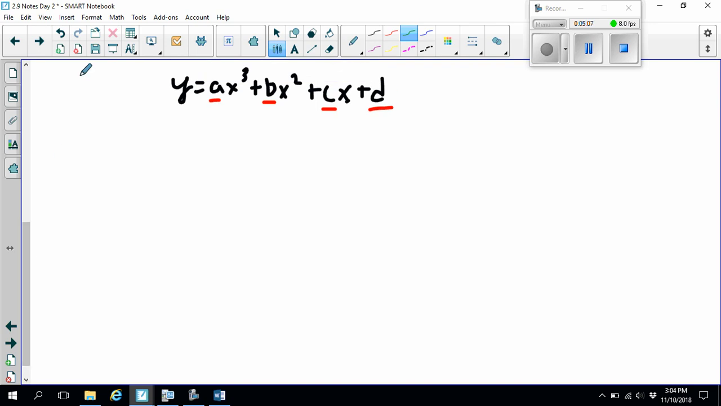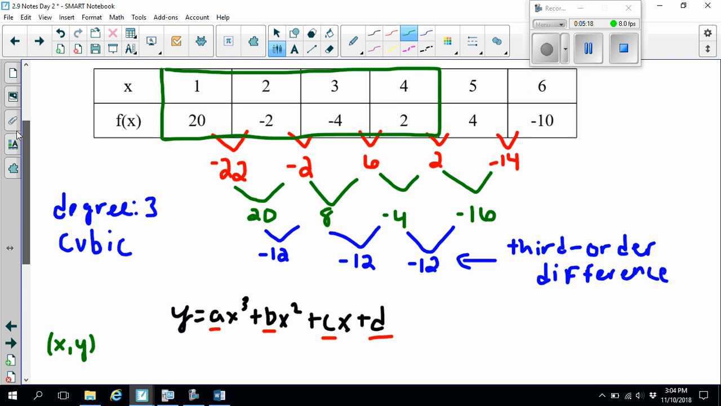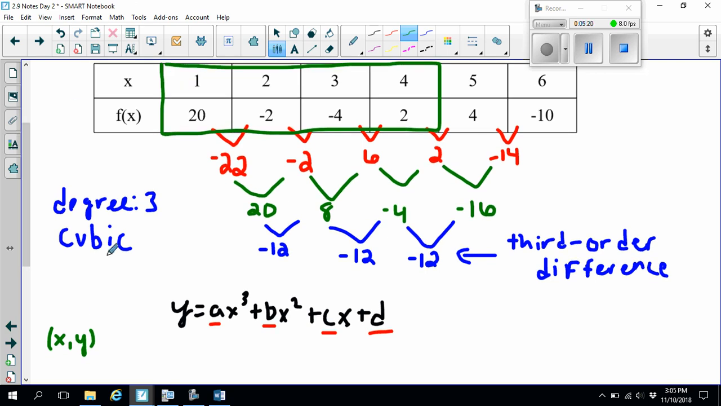Okay, let's go ahead and write it out. So we have x and y. I'm going to list out all the points that we are using. So our first point going back up to the table is 1, 20. So that's going to be our first one. Then we'll have our second point to be 2, -2. Then we'll have 3, -4, and then 4, 2.